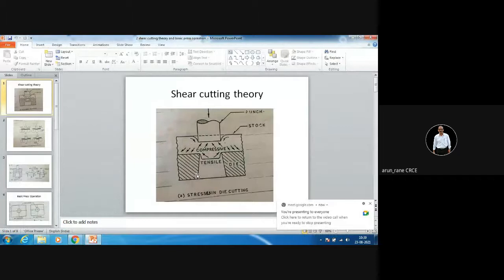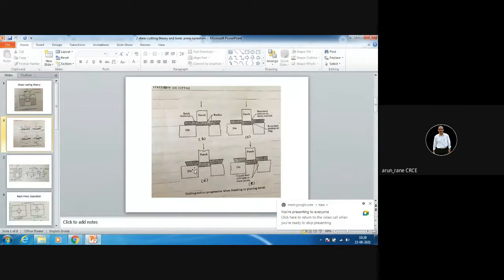This also was discussed, how the shearing happens. So the shearing happens from this point to this point, from this point to this point, like this. And the top portion is under compression and the bottom portion is under tension. So the shearing or the cutting takes place like this.